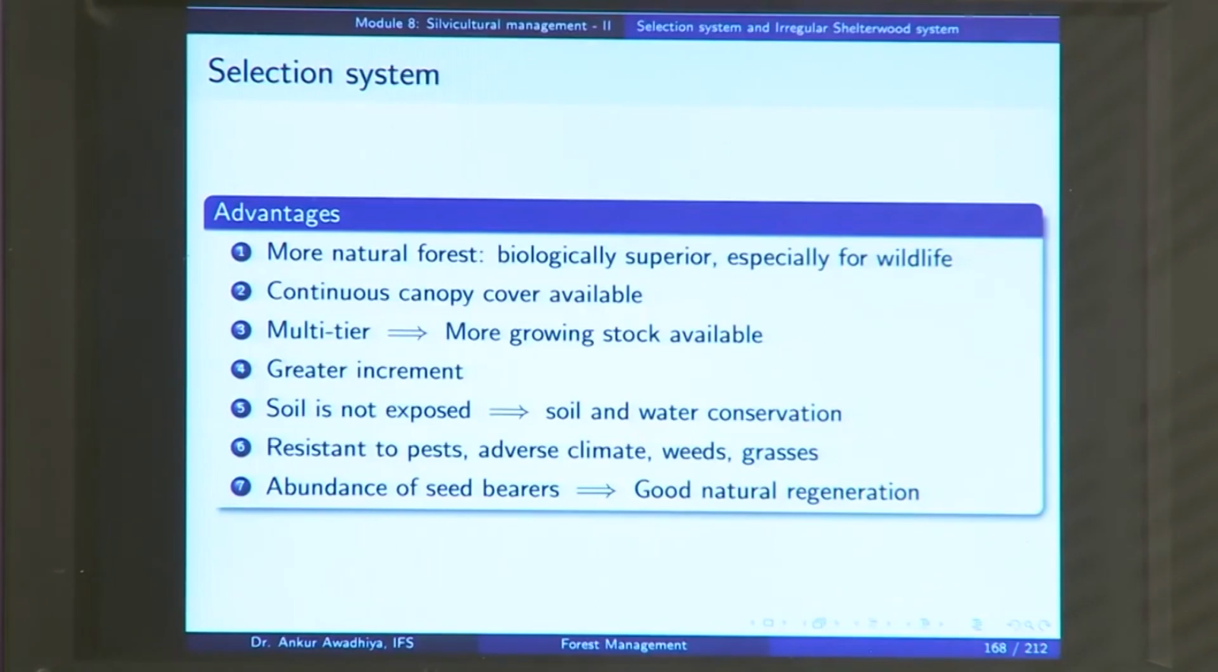At the same time, even if you consider a single species, because you have trees at different heights, you have some young trees that are of a less height, you have some old trees that are of a greater height. So, all different tiers in a vertical structural arrangement of a forest are there, and so more growing stock becomes available. There is a greater increment that is put up by the plants. The soil is not exposed, so there is soil and water conservation.